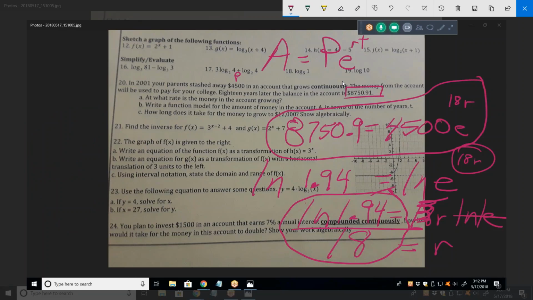So what's the natural log of 1.94 all divided by 18? 0.0368. So what's the interest rate? What rate is the money growing at? 3.68. Correct. In other words, this number is always in a decimal.